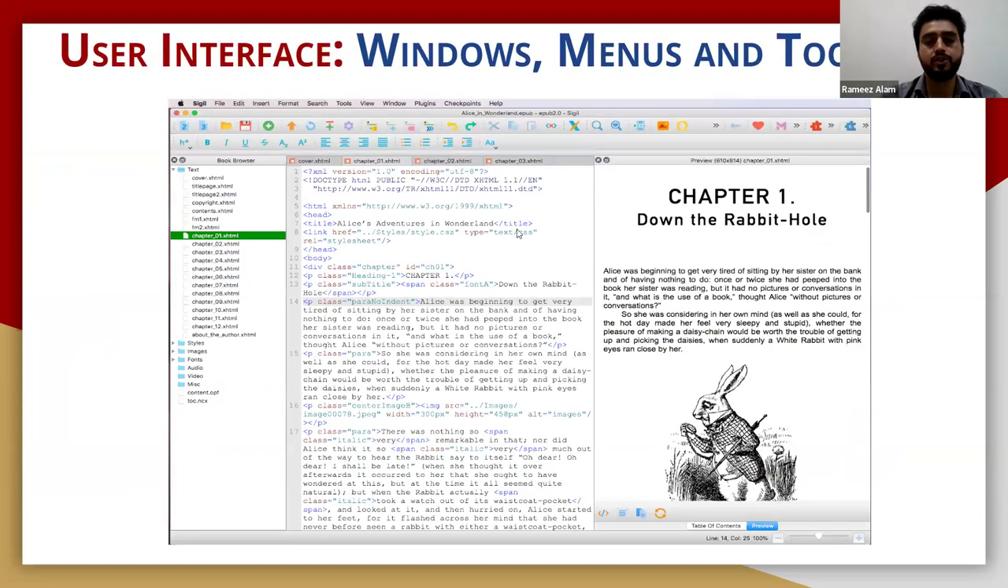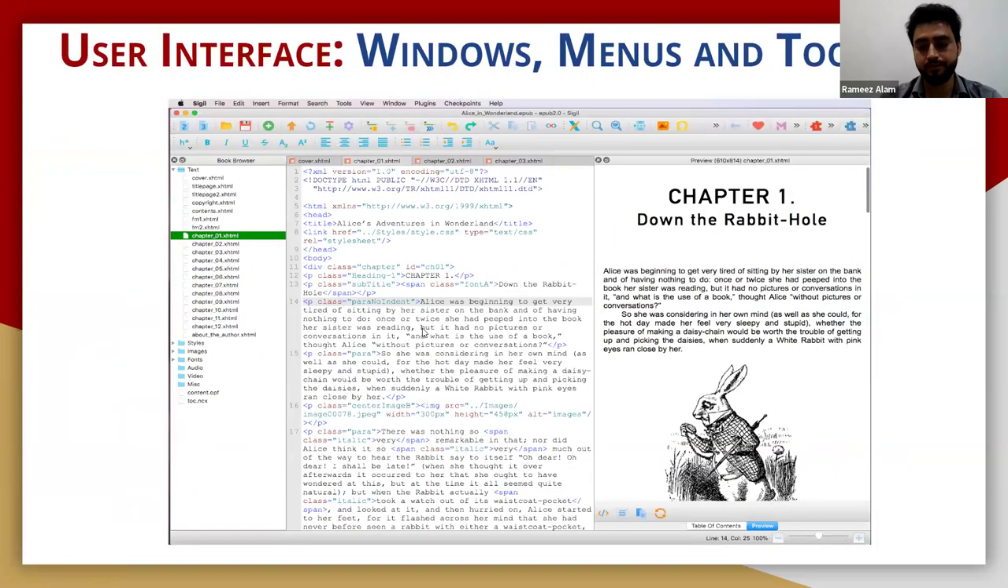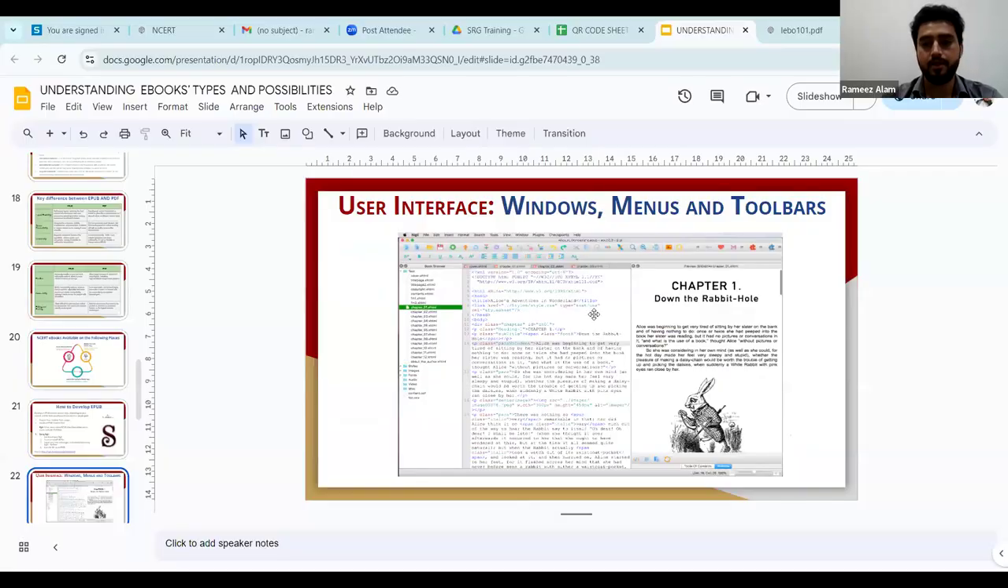Here is the user interface of Sigil software after your installation. When you open the Sigil software, you will see the user interface like this. This is the window of Sigil. On the top is a toolbar, and on the left side is the menu of Sigil. Now for the practical, we can see this. So let me show you one Flipbook, PDF file, EPUB file.